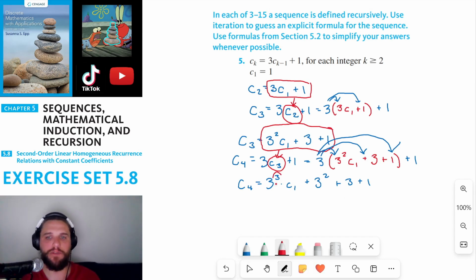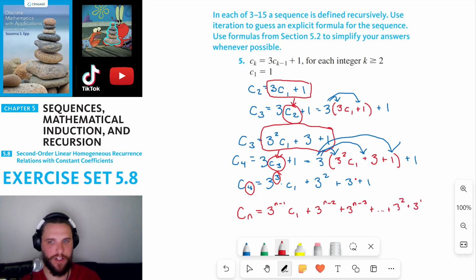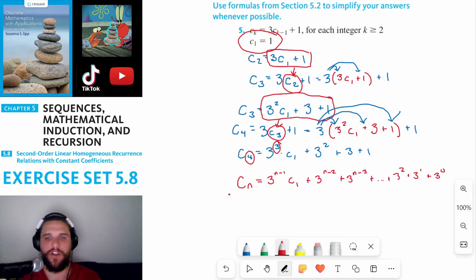And if you notice, the largest power of 3 is always one value smaller than the index. So if we were to generalize this, we would say that c sub n equals 3 to the n minus 1 times c sub 1. And then we have a series of all of the smaller powers of 3. So we would have 3 to the n minus 2 next, and then 3 to the n minus 3. And so on until we get to 3 squared plus 3 to the 1st power, that's just 3. And then this plus 1 can be written as 3 to the 0th power. So now we have an explicit formula for c sub n.